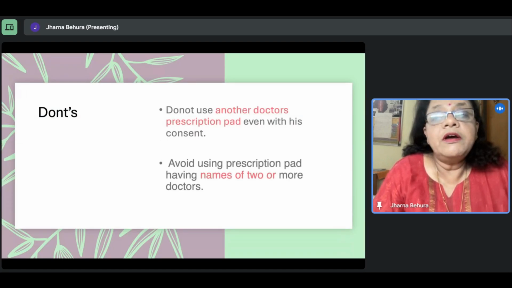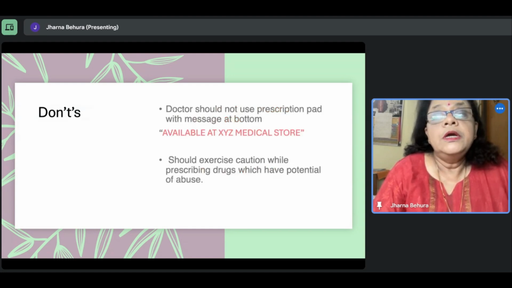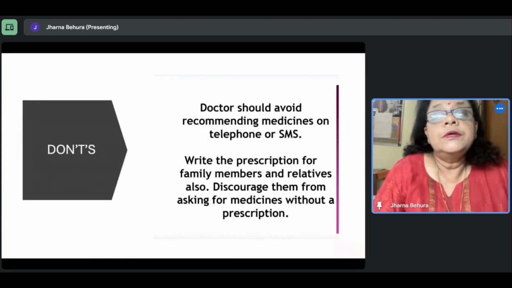Do not use another doctor's prescription pad even with his content, and do not let your prescription pad be used by any other doctor. Avoid using prescription pad having names of 2 or more doctors. Doctors should not use prescription pad with message at the bottom available at XYZ medical store. Should exercise caution while prescribing drugs which have potential of abuse. Doctors should avoid recommending medicines on telephone or SMS. Write prescriptions for family members and relatives also. Discourage them from asking for medicine without a prescription.